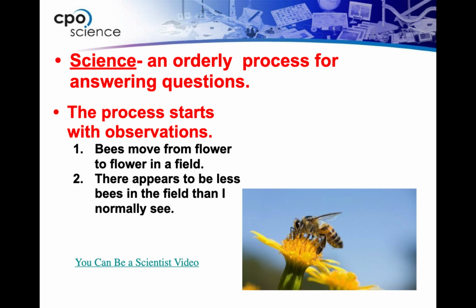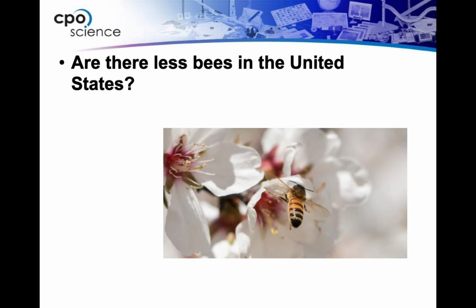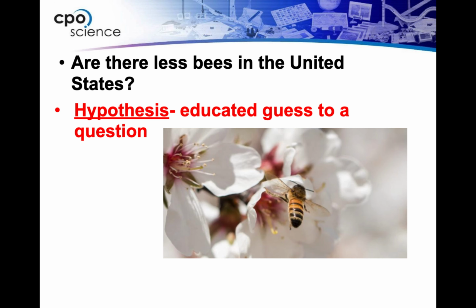Let's say I'm out in my garden, and I notice bees move from flower to flower in my garden or in a field. That's an observation. Maybe I also notice this summer there appear to be fewer bees than I normally would see in the field. Those are just observations that I make to get started. Then I could ask a question: are there maybe fewer bees in the United States right now? I can make an educated guess to that question, and that would be considered a hypothesis.